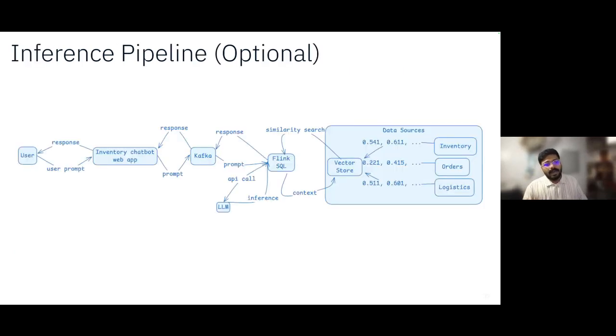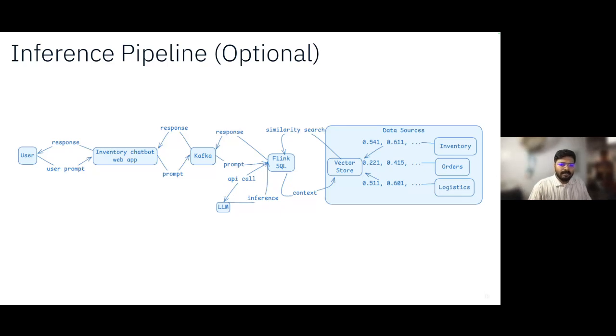From the user's perspective, the inference pipeline would look something like this. The user starts with a prompt asking a chatbot. Let it be an inventory chatbot, a medical chatbot, or a support agent, whatever it is. So we send the prompt. We store the prompts in Kafka. We pass it to a Flink job. It does a similarity search and gets the context. After getting the context, we will use LLMs to provide a more accurate response.